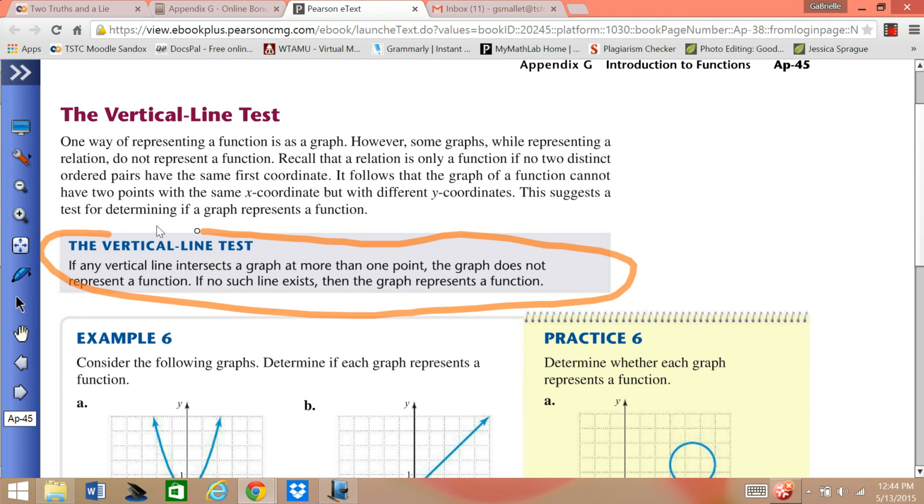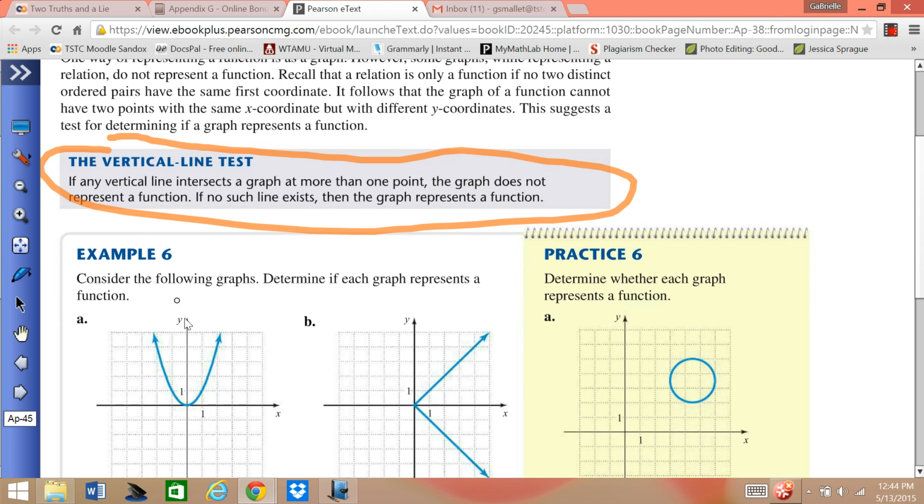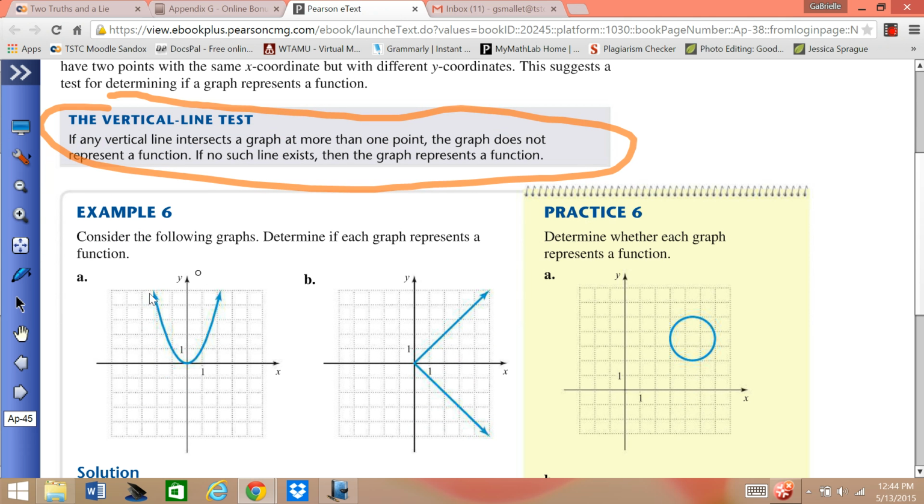The vertical line test is if any vertical line intersects a graph at more than one point, the graph does not represent a function. If no such line exists, then the graph represents a function. So what that means is you draw a vertical line. Let's look at example 6a. Draw a vertical line, and you can kind of use the y-axis as your vertical line if you need to. But just kind of draw a line anywhere.